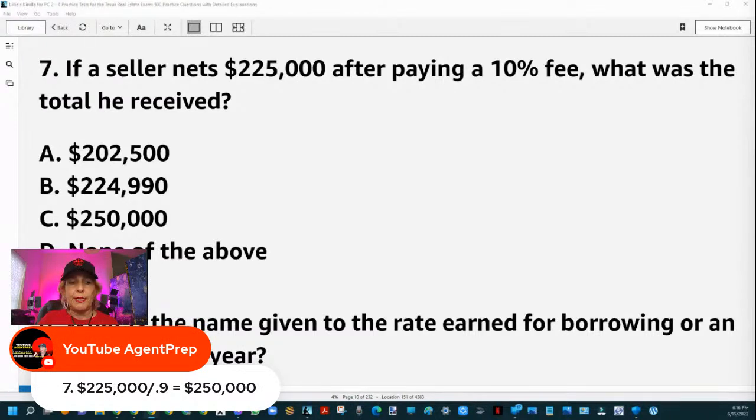225 divided by 0.9. So it's 100% minus 10%, okay, because the 225,000 is 100 minus 10. So the seller's initial amount of money was greater than 225. So 0.9, because everything comes into 100%. Okay, 100%. Let me see. Do I have a whiteboard in here?